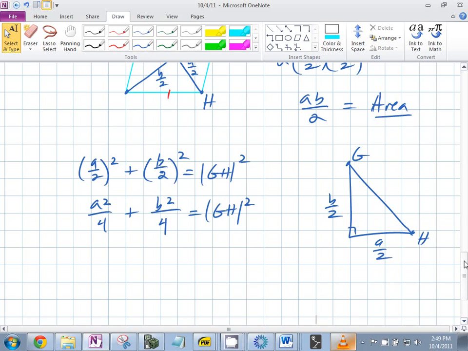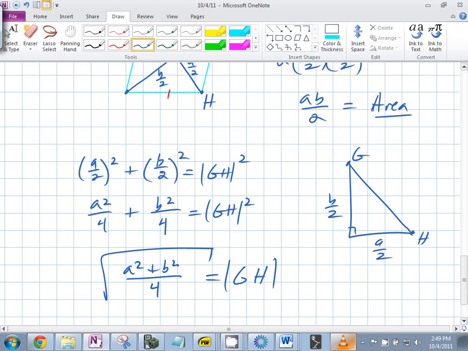Square root it. We have a common denominator, so what could we do to that fraction? Combine them. Yeah, so you have A squared plus B squared over 4. And what do we do to both sides? There it is. I have a question. Why don't I take the negative? Because it's length. Length is always going to be positive.